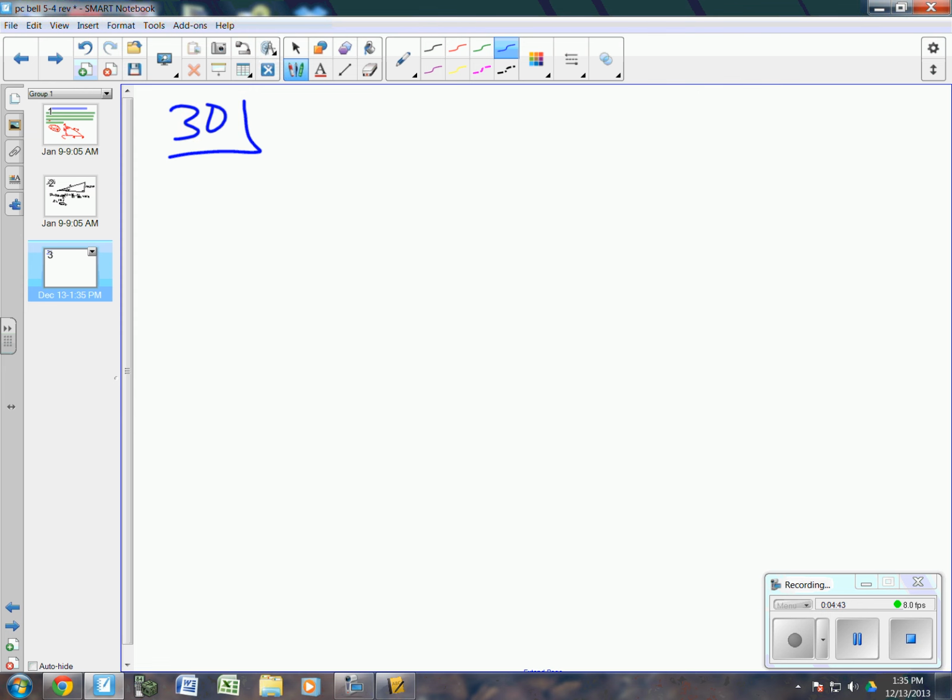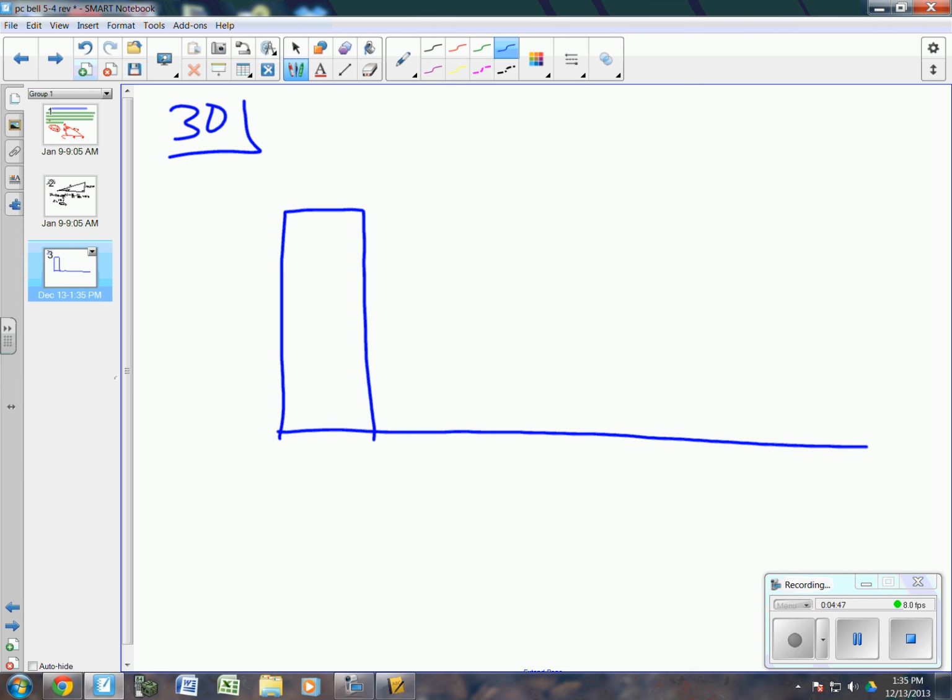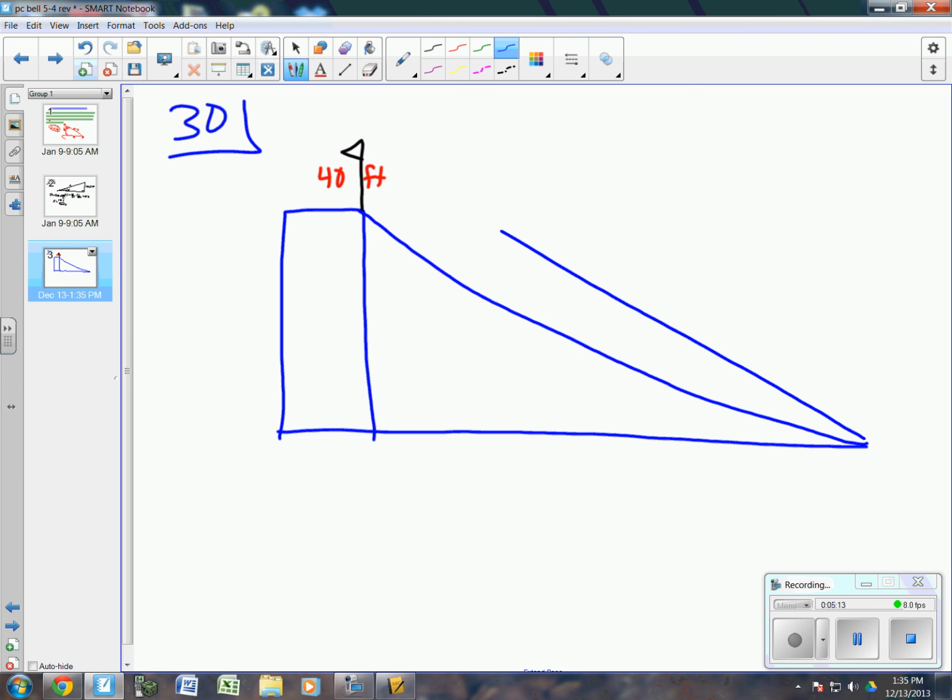This one, you guys did last period. You have a building, right? And it has a flag at the top of the building, right? And it tells you that the flag is how tall? Is it 40? And I want to know, I have two measurements. I have a measurement of an angle to the top of the building and one to the top of the flag. And I'm given these two measurements.